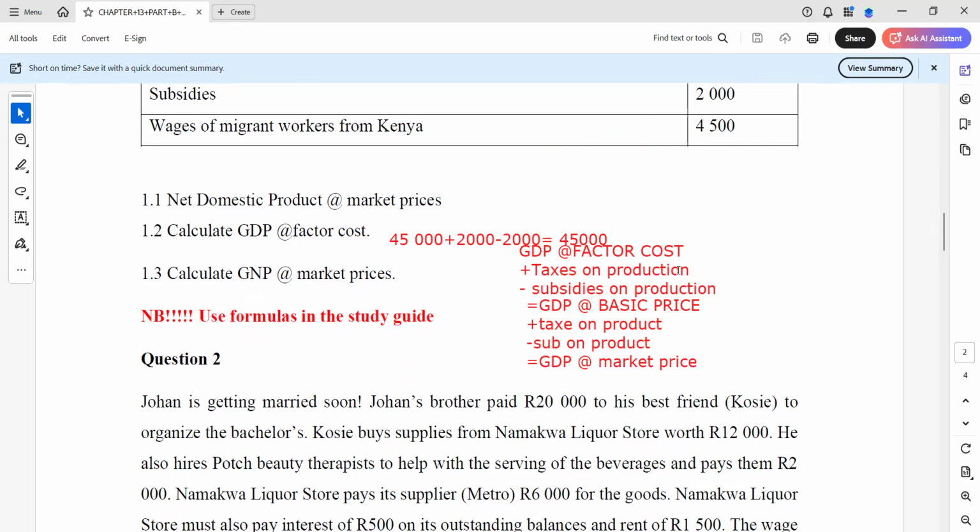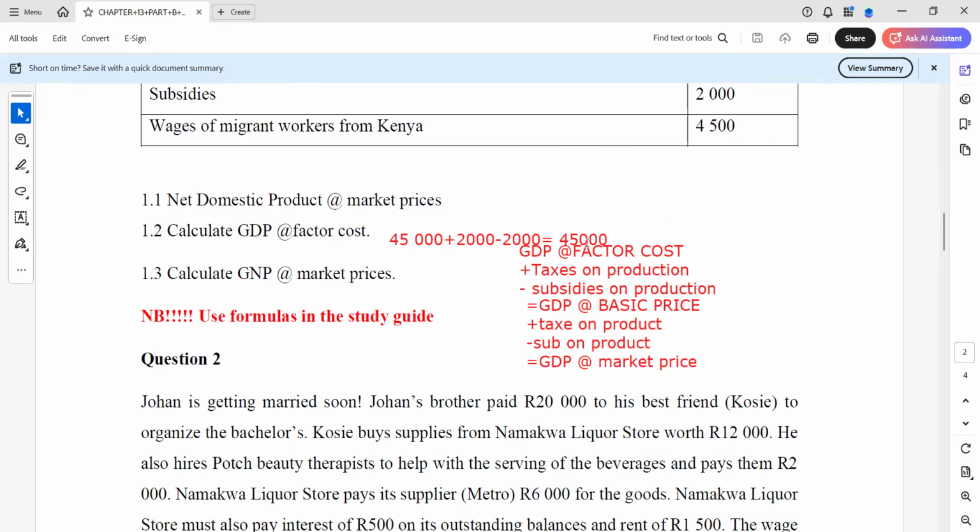So now to go back up to get GDP at factor cost, because when we were going down, we said plus taxes on production. We added our taxes on production. We also added our taxes on products, right? Then we got GDP at market price. So now to go up, it means our taxes, we're going to subtract them, right? And for subsidies, when we were going down, we subtracted the subsidies on production as well as the subsidies on product. So now to go up from the GDP at market price, which we were given, which is 45,000, we are going to add our subsidies, right?